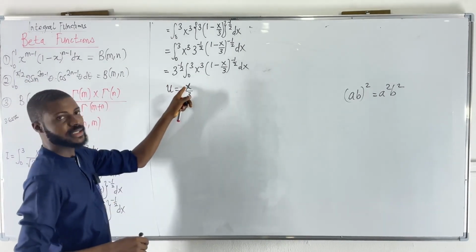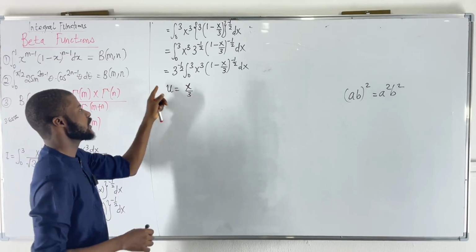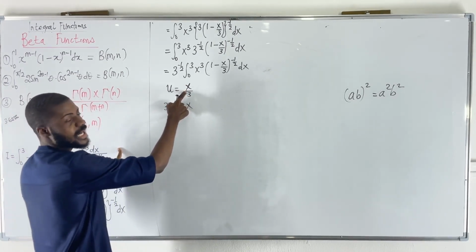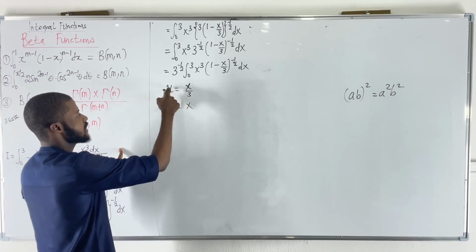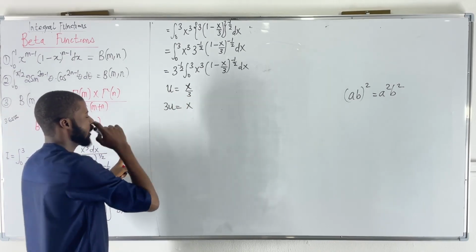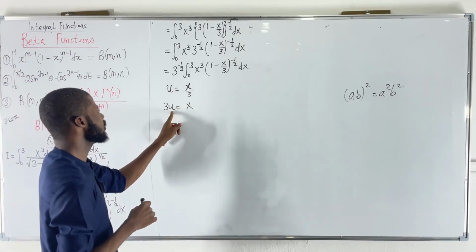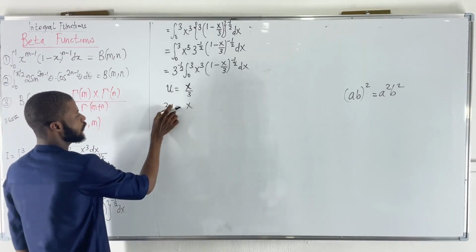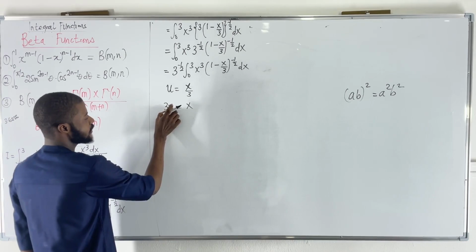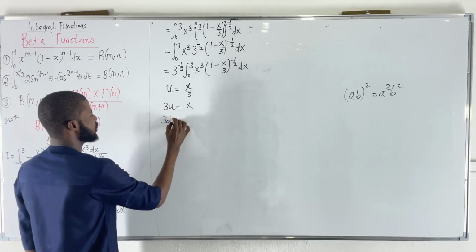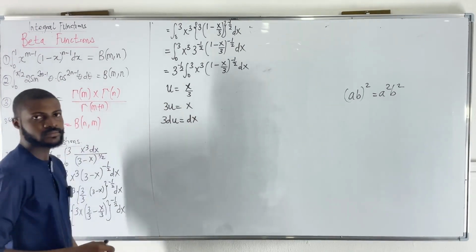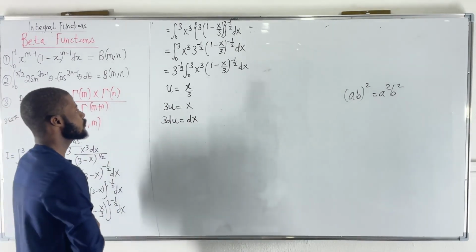Now what does this mean? This means that x is actually 3u. So 3u is equal to x. Because you need to multiply both sides or cross multiply. So 3 times u. So 3u is equal to x. Now if 3u is equal to x, how do we now get du dx? So differentiate 3u, what would you get? You just have 3. So this is 3 du. Differentiate x, what would you get? So you're going to have dx when you differentiate that.